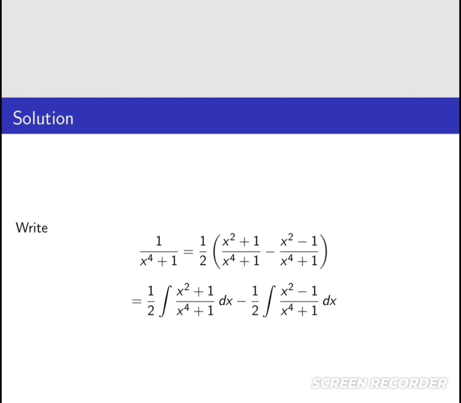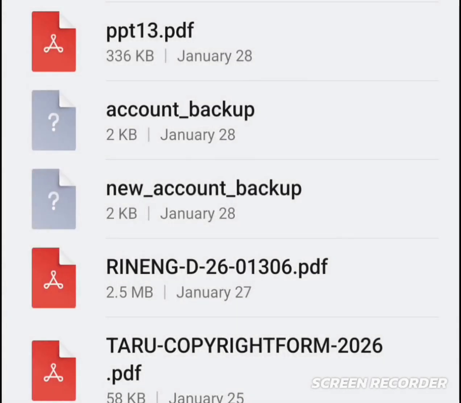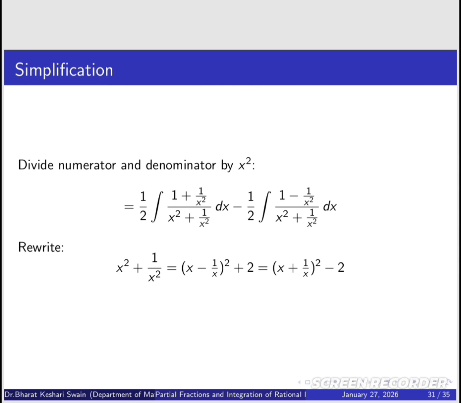Okay, so integration of 1 by 1 plus x fourth will be equal to integration of x square by x fourth plus 1, and another is 1 by 2 into integration of (x square minus 1) divided by (x fourth plus 1) dx. Is not it? And if I divide numerator and denominator by x square, I will get this type of term.